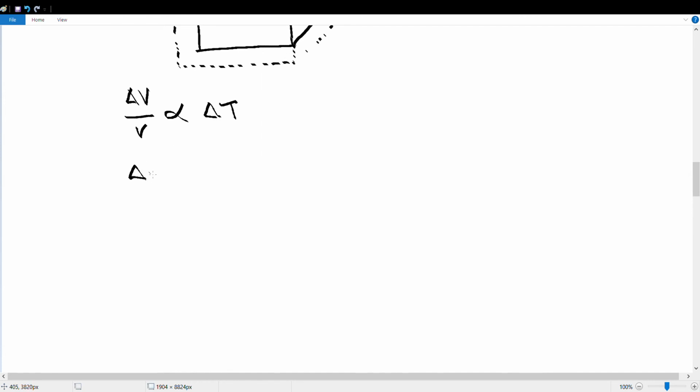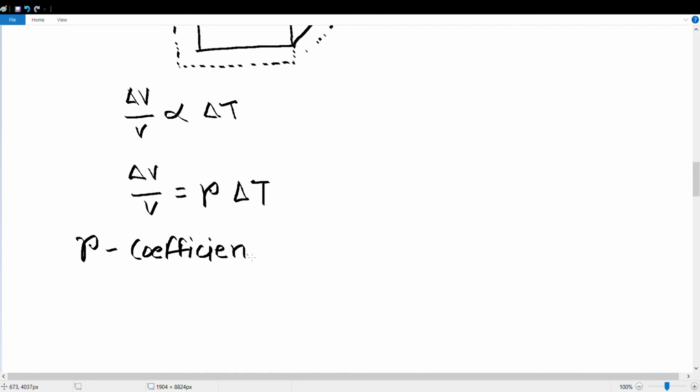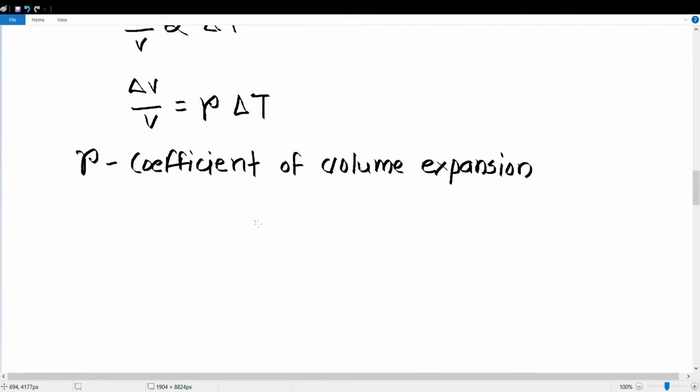This del V by V is equal to gamma times del T, where this gamma is known as the coefficient of volume expansion or cubical expansion. Now this is our equation number 3, and rearranging the terms, what do we get?